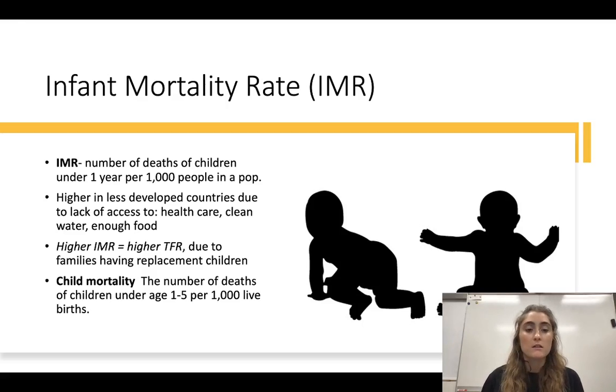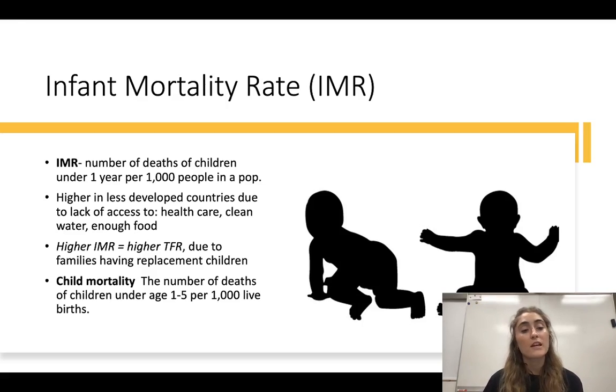And of course, in a developing country, we tend to see a much higher infant mortality rate, and this is generally due to less access to healthcare, sanitary living conditions, food, water, etc. If you have a higher infant mortality rate, you generally have a higher total fertility rate. The higher total fertility rate means that you're going to have more offspring. This is replacement level offspring.